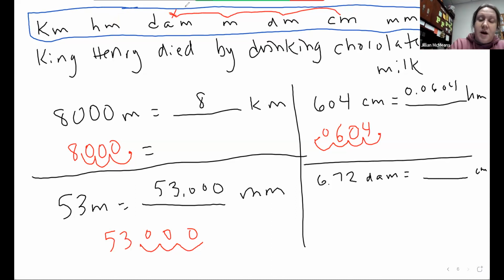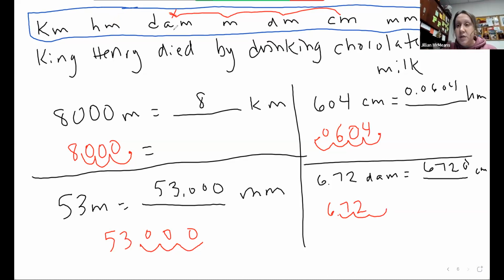Okay. So I've got my 6.72. I need to move my decimal 3 places to the right. So I'm going to go 1, 2, 3. So that's going to give me 6,720 centimeters. Pretend that's a 0. So we get 6.72 decameters is equal to 6,720 centimeters. And that's really all there is to it.